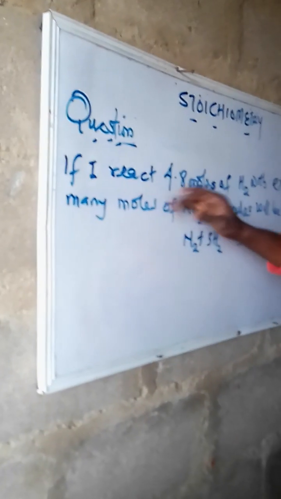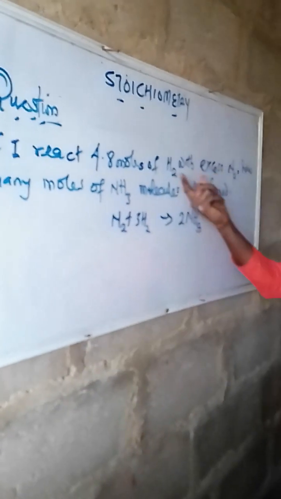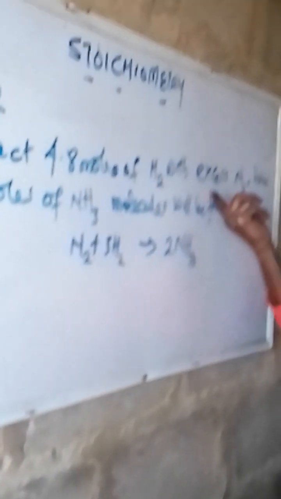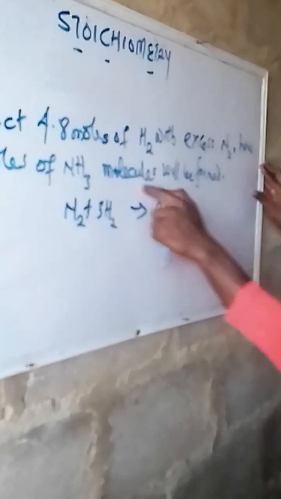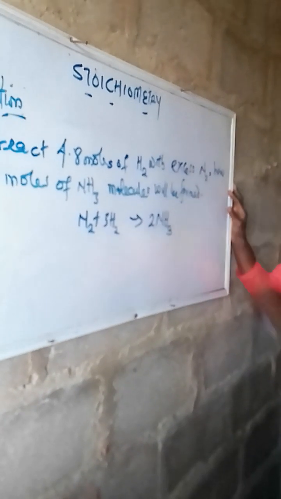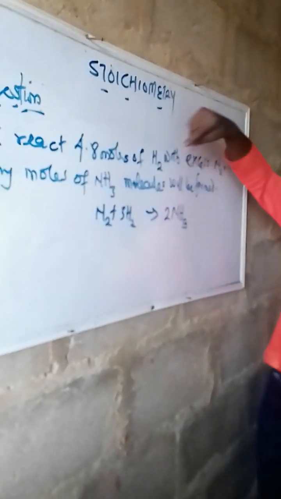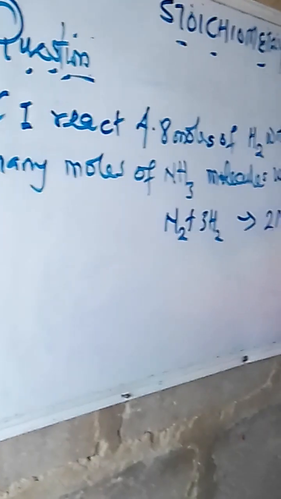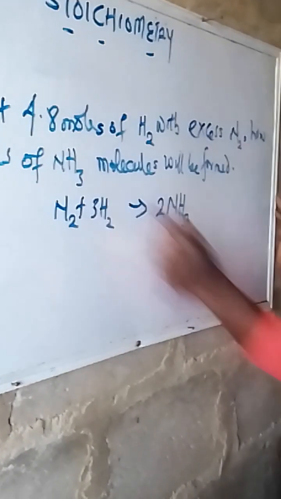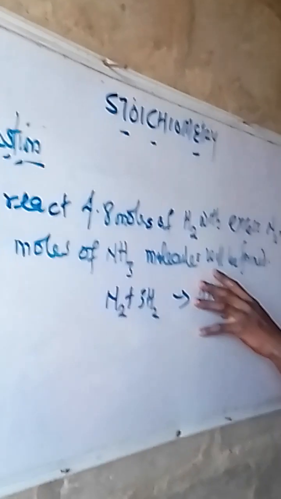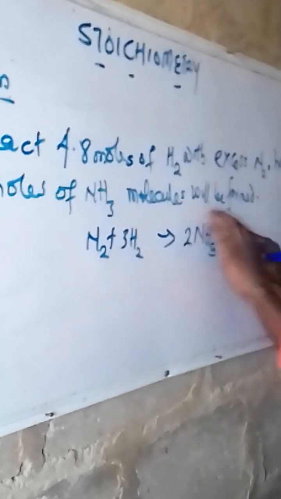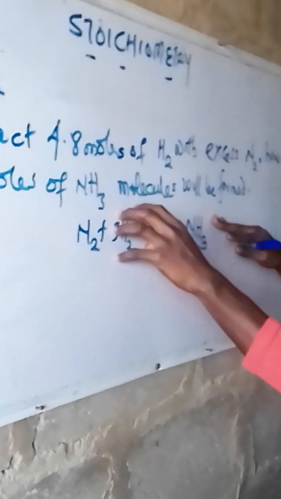If I react 4.8 moles of hydrogen gas with excess nitrogen gas, how many moles of ammonia molecule will be formed? Meaning when we react this H2 with N2, how many molecules of this will be formed? That means we have the product. Now in this our example, product is what? We pick one of this and this.